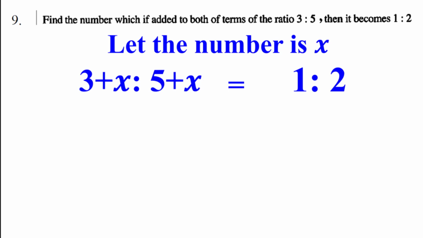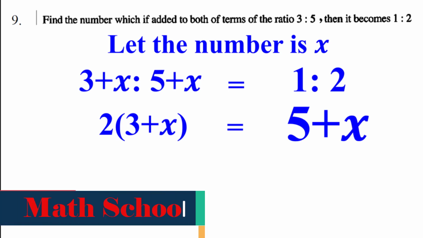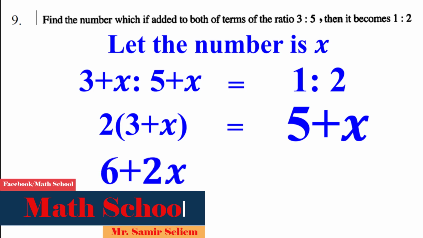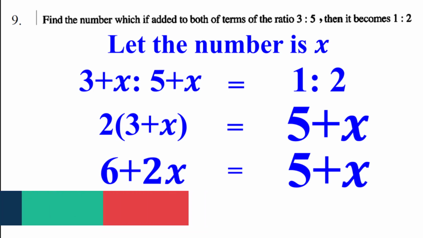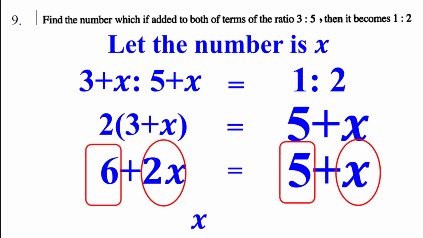Now the product of extremes equals the product of means, or by using cross products, if you write it as a fraction, we can get here that 2 times (3 plus x) equals 1 times (5 plus x), which is 5 plus x. Now by using the distributive property, 2 times 3 equals 6 and 2 times x equals 2x. We can write it as 6 plus 2x equals 5 plus x. Now we have 2x and x. By subtracting, the difference will be x. And 6 minus 5 equals what? Equals 1. Now the number is what, guys? It is 1.